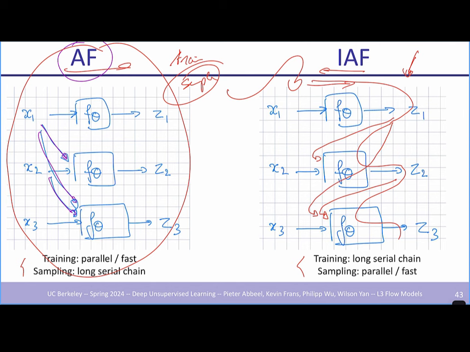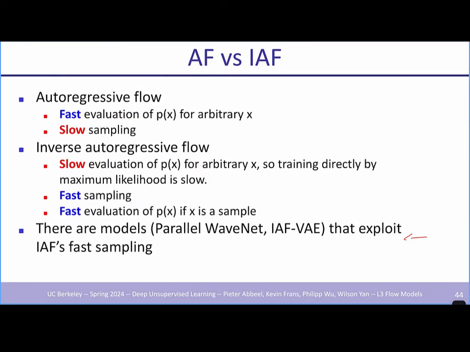It turns out if you look at the details, because these are samples, if you keep the inner activations around, and you set up the architecture right and make some choices in a very precise way, you can actually train the IAF fast. And so that's a way to train an IAF fast, essentially as distilling it from an autoregressive flow. You can train it fast, and then when you're done training, you can sample fast. And so these models here exploit that idea.